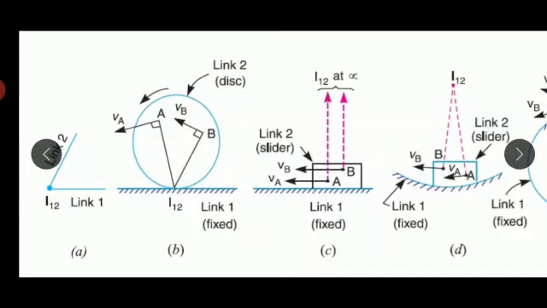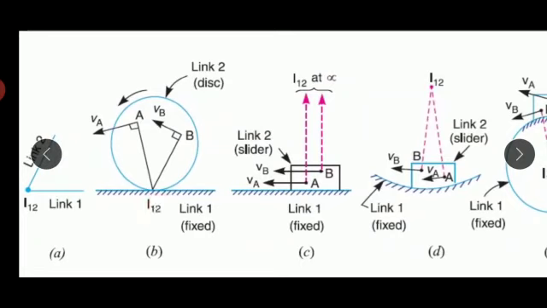If in case link 1 or link 2 is fixed, then the type of instantaneous center will be a fixed instantaneous center. Now in case B, we have a disk here, and this disk is rolling without slipping on fixed link 1. So in such a case, the instantaneous center lies exactly at the point of contact of the disk and the fixed link. So if at point A we are required to find out the velocity, then the velocity of point A is proportional to I12 into A, that is the distance between them.